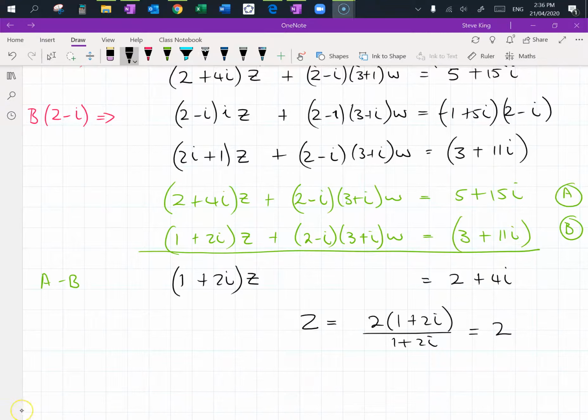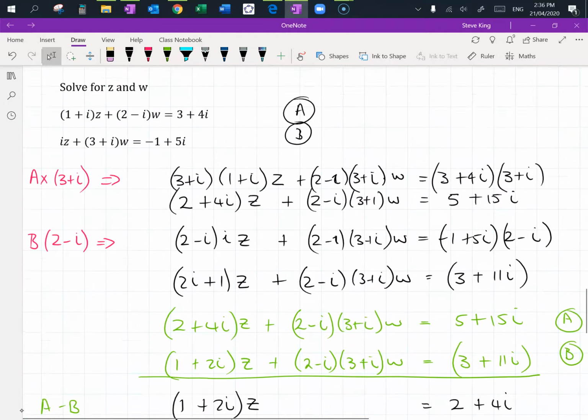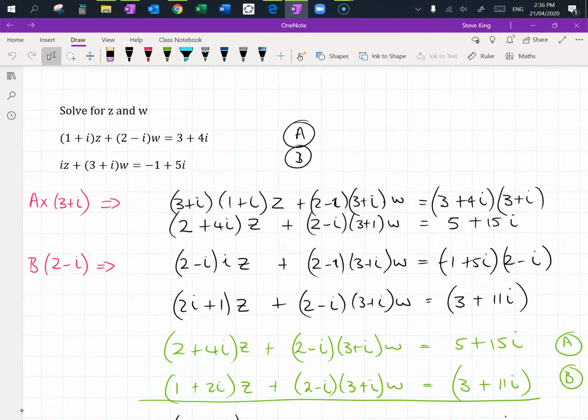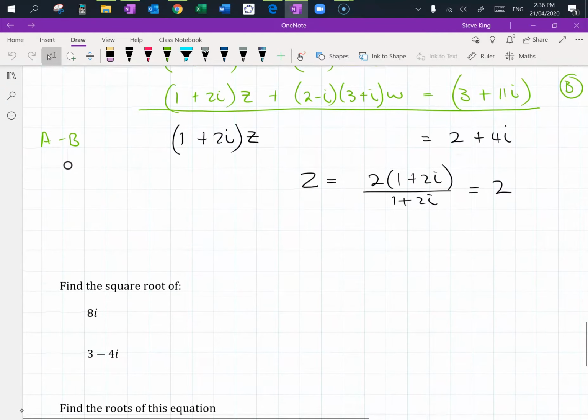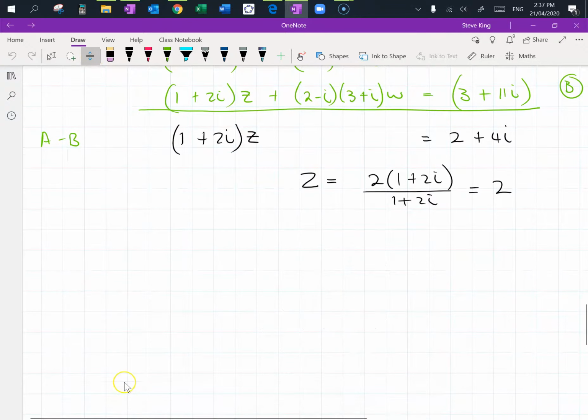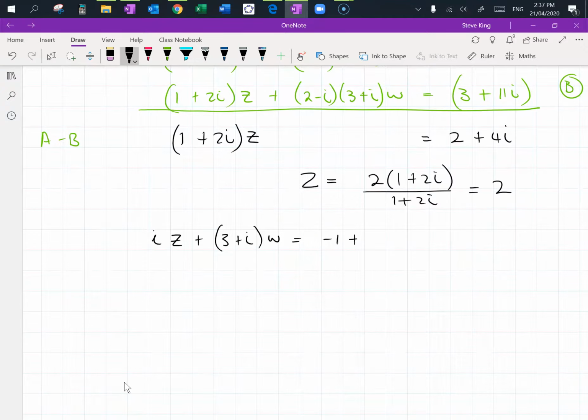So with Z equal to 2, I go back to my equations and look to see which one I'm going to work with. I reckon B is going to be the easier equation to work with. So let's give myself a bit more space here. What have I got? I've got equation B looks like this. It says iZ plus (3 plus i) W is equal to minus 1 plus 5i.